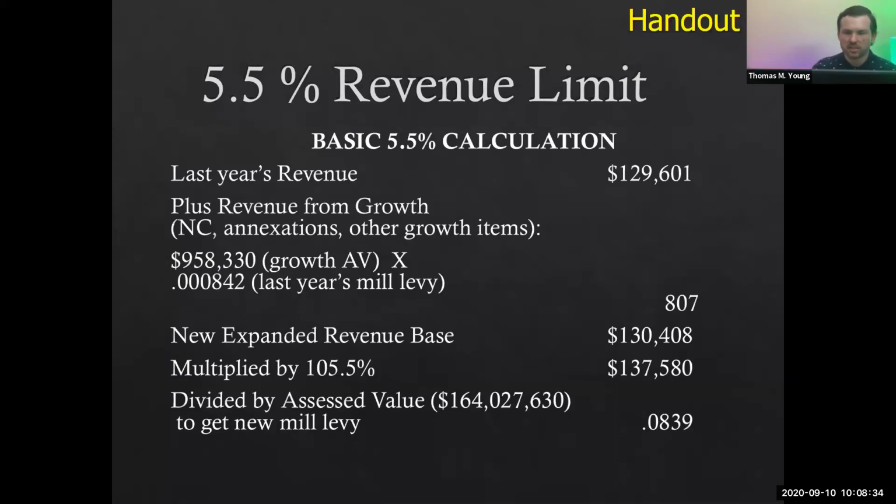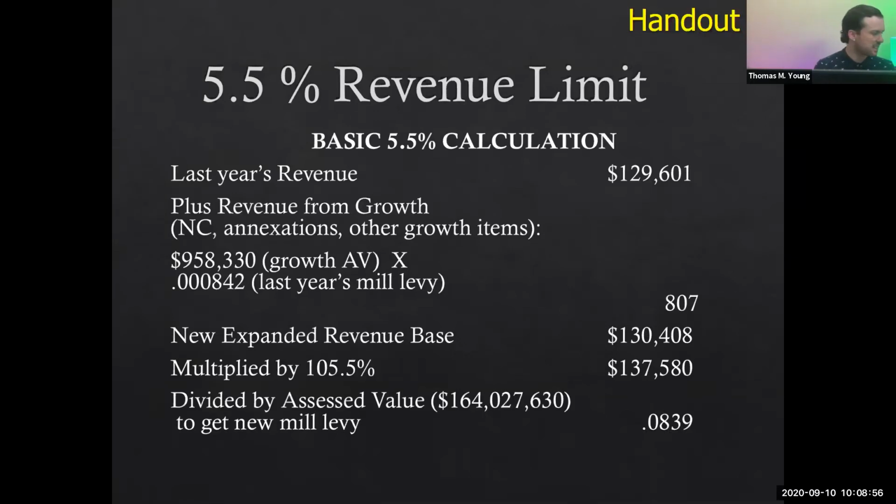And suppose the assessor's office certified to this entity that the assessed value within the boundaries is 164 million. That simple division will get you 0.0839 as the mill levy. So that's the most basic thing that it does.